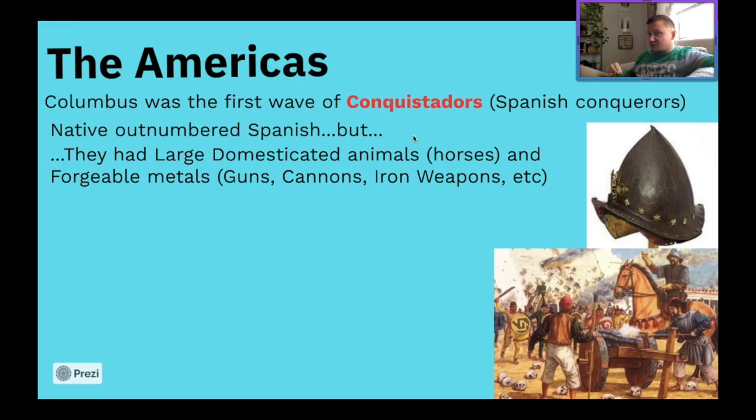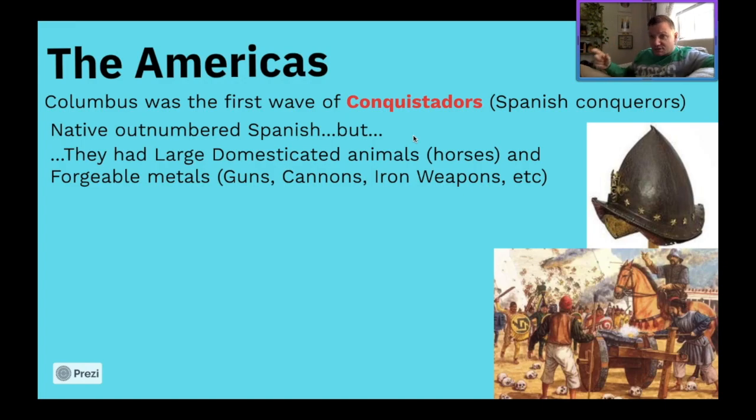There's a Pulitzer Prize-winning book written by this guy named Jared Diamond. It's called Guns, Germs, and Steel, and this is his main question, right? He asked: why was it that the Europeans were so much more advanced than the natives when the natives had been there for almost exactly as long?